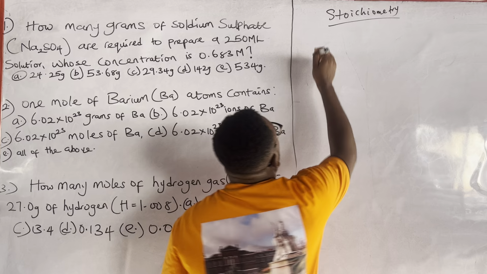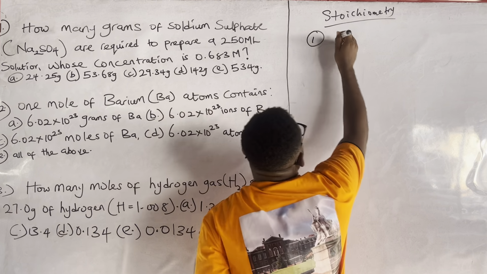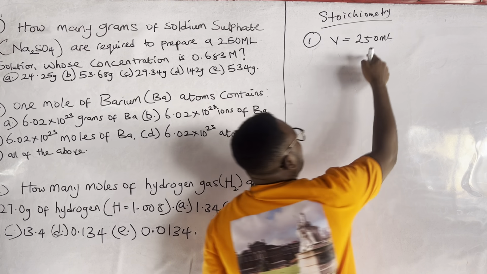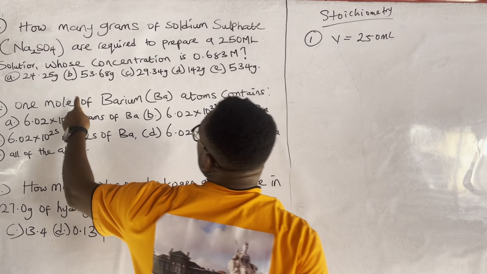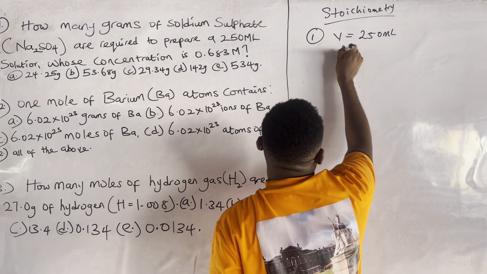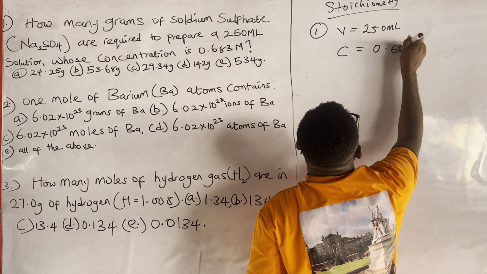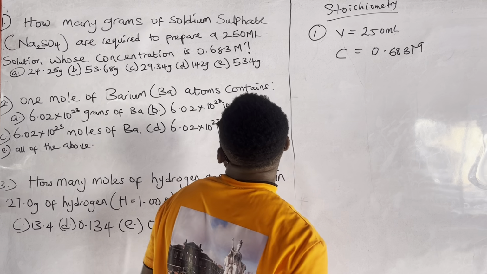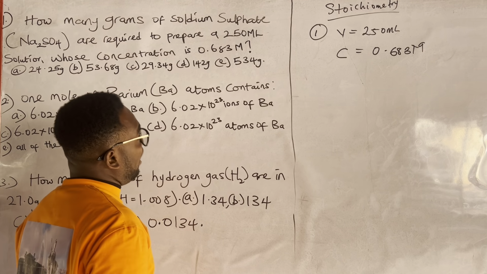So for question 1, we are given volume. The volume is 250 ml. Remember the unit of our volume is in milliliters. And then we are given concentration, C, and the concentration is 0.683 molar. And then we are asked to calculate the mass in grams.